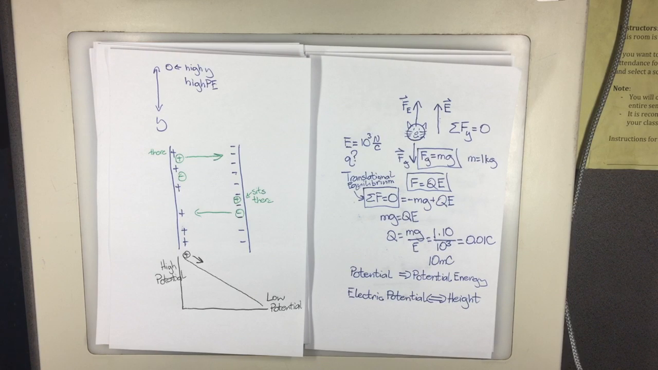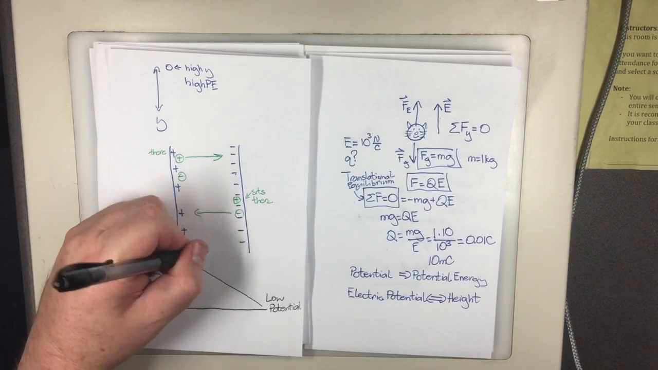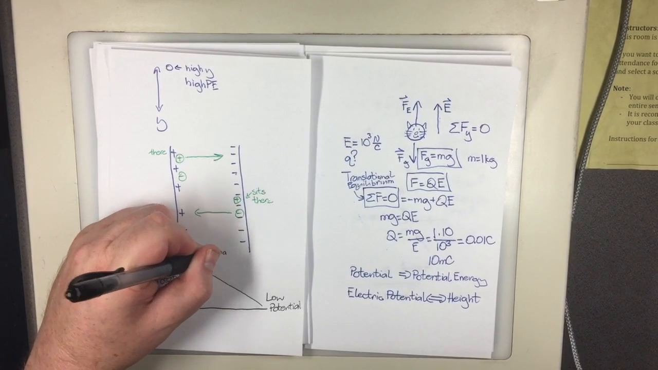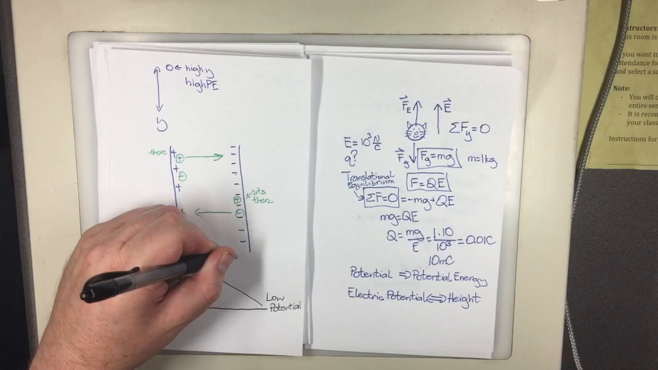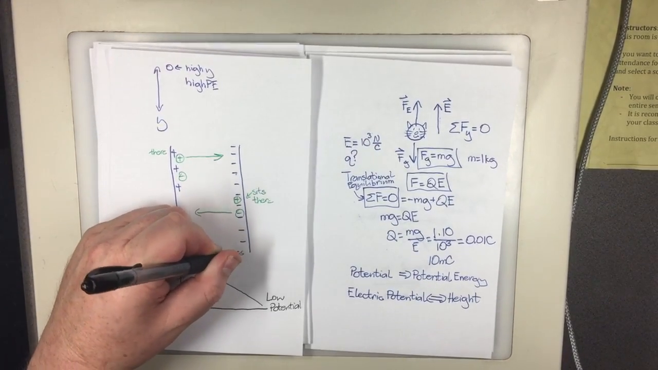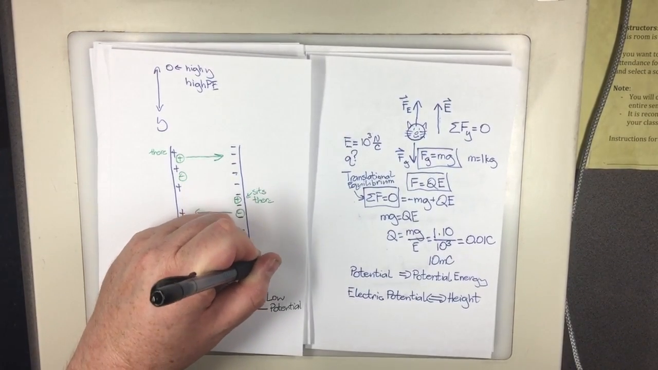But what's a little bit counterintuitive is that if you have a high potential area and you put a negative charge there, negative charges will not go downhill.